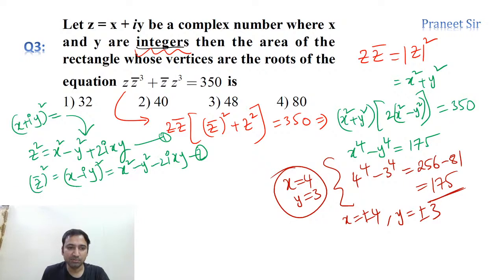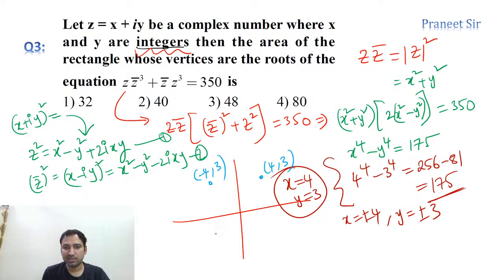So if you locate these values in an Argand plane, where do we get them? In the first quadrant, (4, 3). In the second quadrant, (-4, 3). In the third quadrant, (-4, -3). In the fourth quadrant, (4, -3). If you join all these points, we get a rectangle.